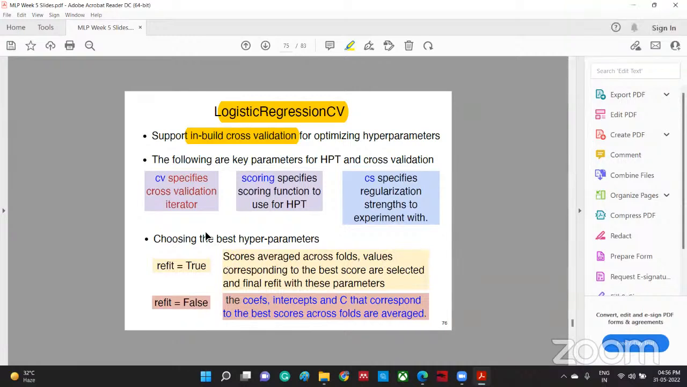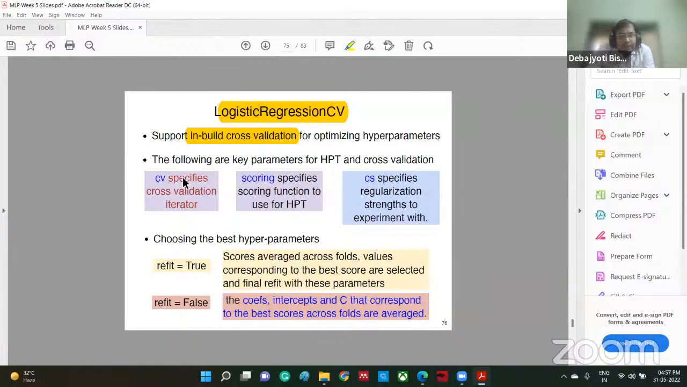Sir, I didn't understand the difference between both the refits. They sound the same. Whatever is written there, the scores are averaged across folds, and in the other one the folds are averaged. I couldn't identify the difference between the two. See, what we understood is that at first it is averaged. My understanding till now is that the difference is in order. With refit equals true, the averaging is done in the first step.